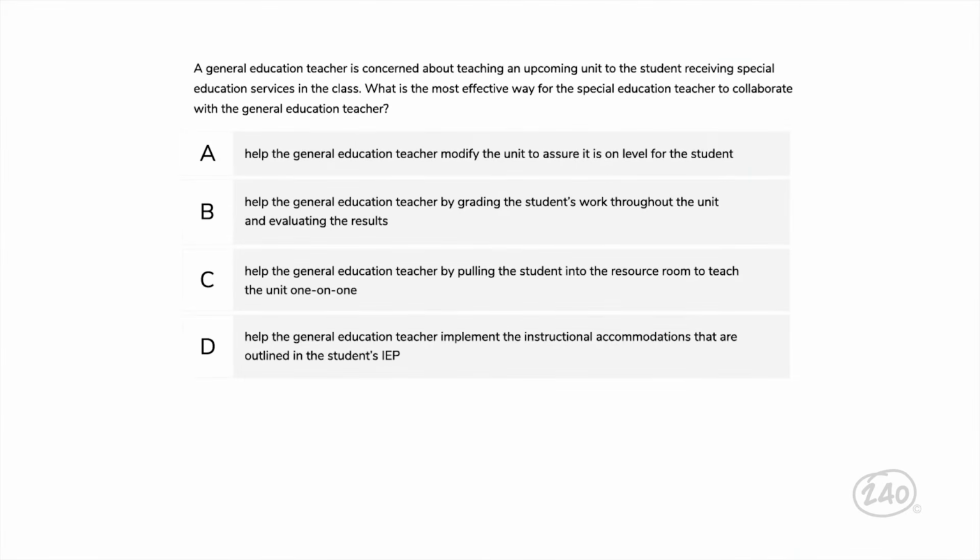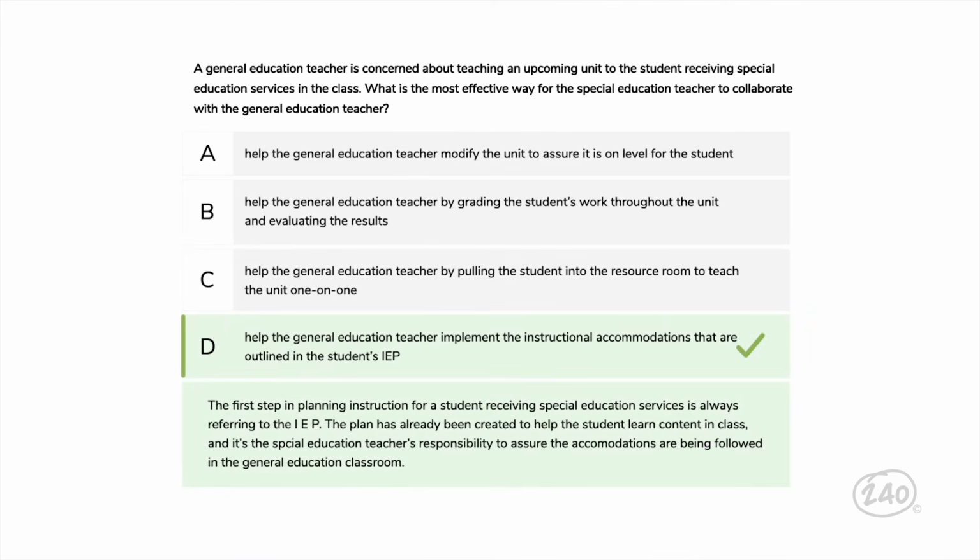Let's look at one more. A general education teacher is concerned about teaching an upcoming unit to the student receiving special education services in the class. What is the most effective way for the special education teacher to collaborate with a general education teacher? The first step in planning instruction for a student receiving special education services is always referring to the IEP. The plan has already been created to help the student learn content in class, and it's the special education teacher's responsibility to ensure the accommodations are being followed in the general education classroom.